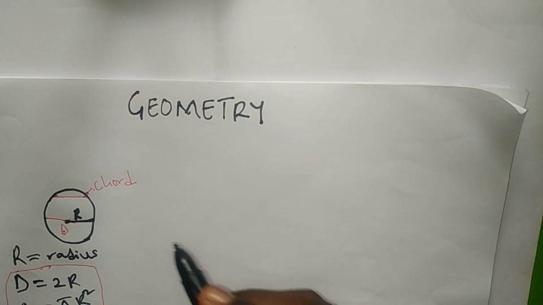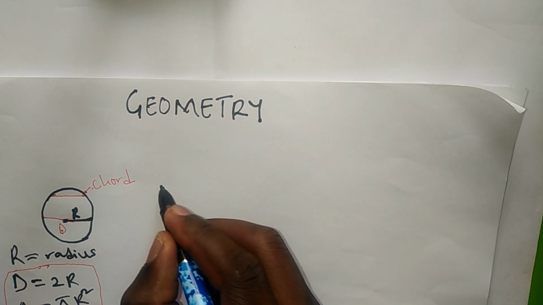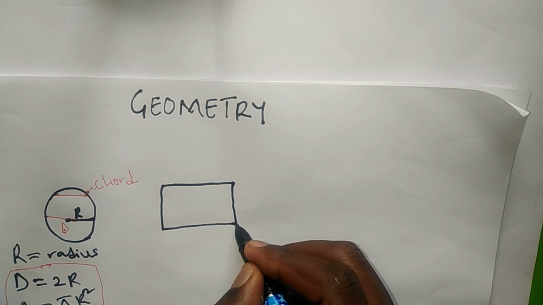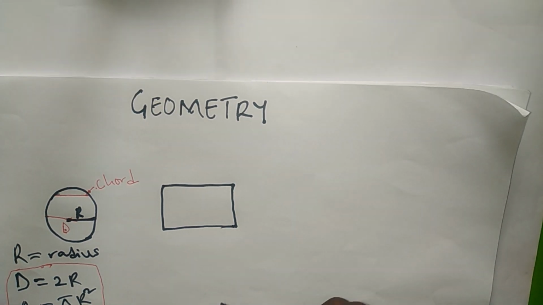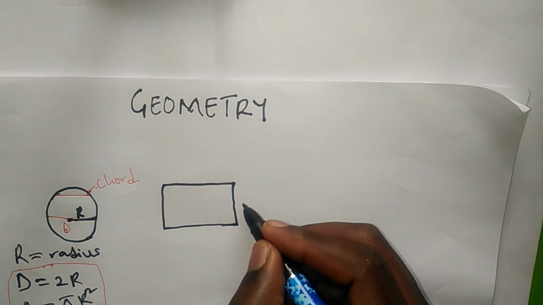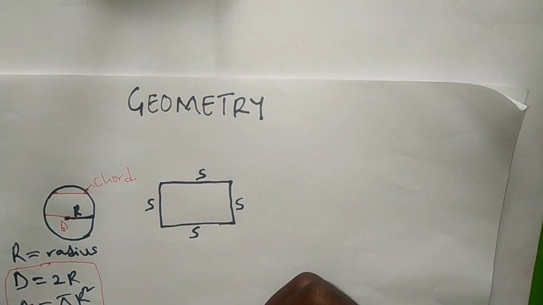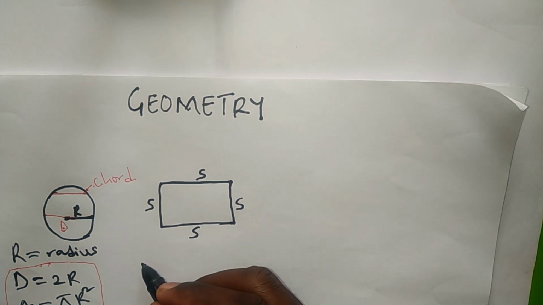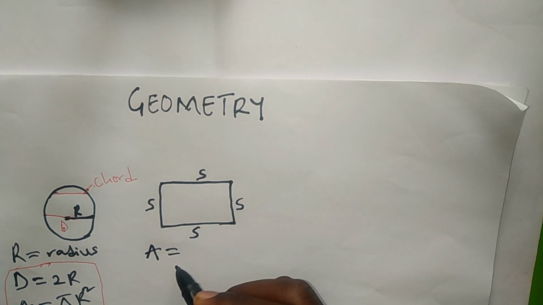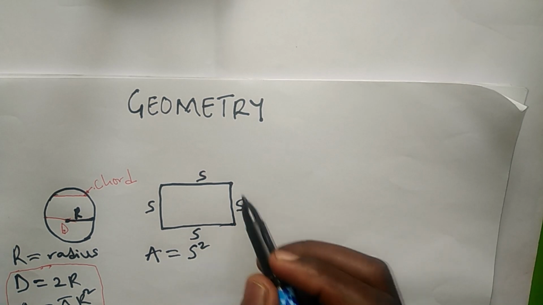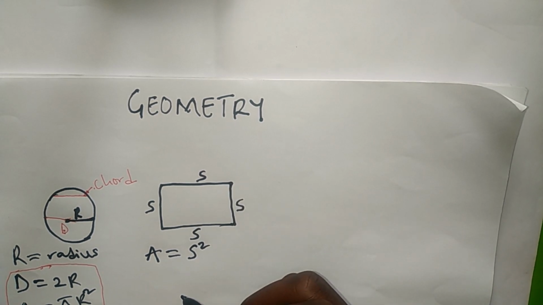Next, let's look at a square. Let's draw a square. Please forgive my drawing if it doesn't look as much as you would expect. Now, a square has 4 sides. Now, the area of a square and the perimeter of a square. Area of a square, I will still use A for area. The area of a square is equal to S square, so the side raised to power 2 is the area of the square.